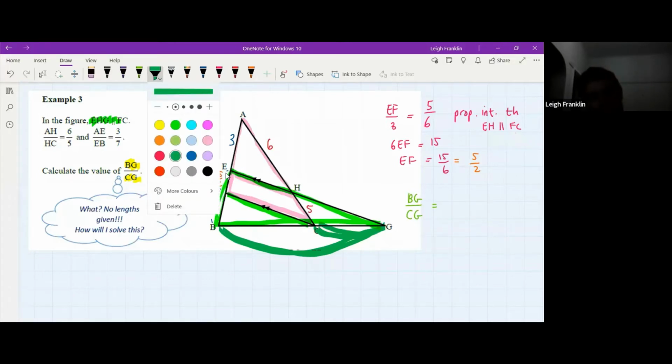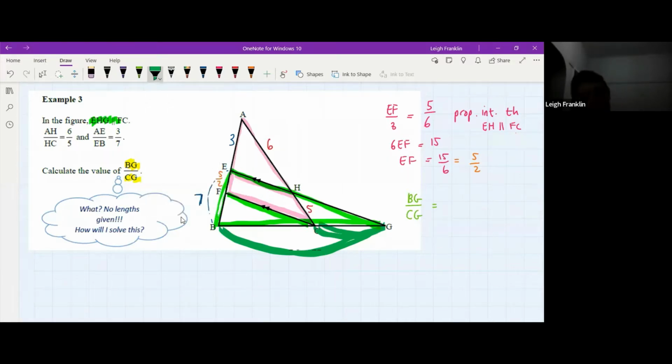Now here are parallel lines. So in other words, FC parallel to EH cuts BG and BE into the same proportions. Okay, so that means that BG over CG is going to be equal to?